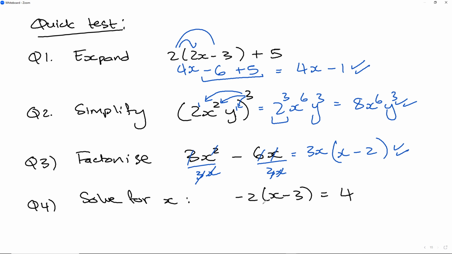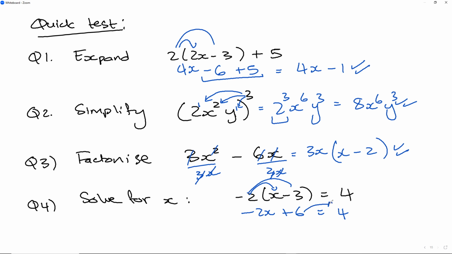The next one, to solve for x, I got minus 2 bracket x minus 3, so minus 2 goes into the bracket, becomes minus 2x. Minus times the minus is a plus, so this is plus 6 equals 4. And now I've got an equation to solve. Don't forget this is plus 6 because minus times minus is a plus.